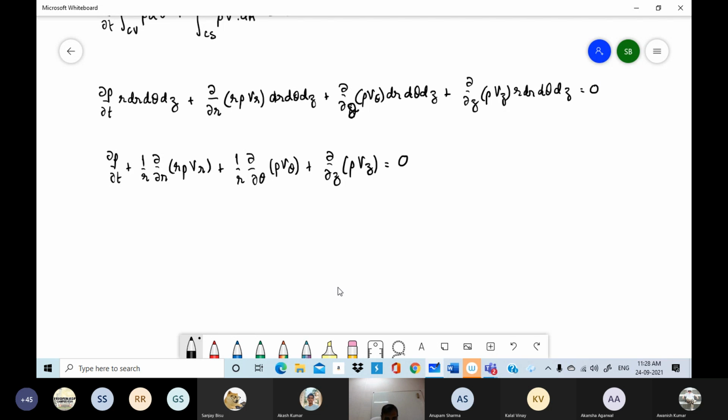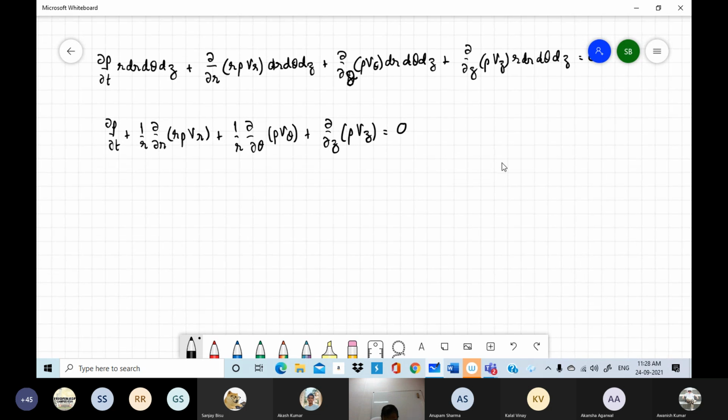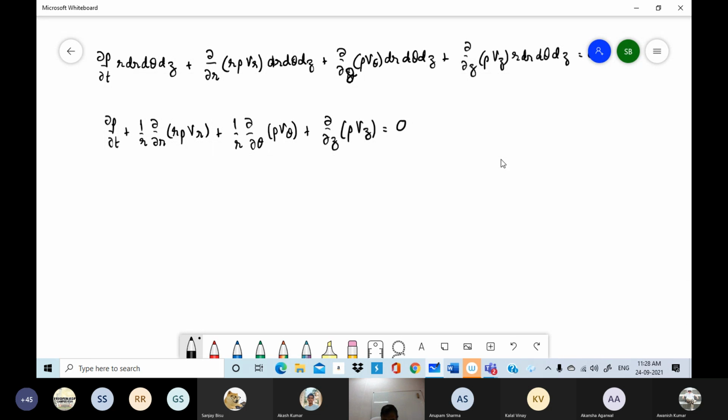So this represents the conservation of mass. Now, this must be the same equation in vector form, regardless of whatever coordinate system we are using.